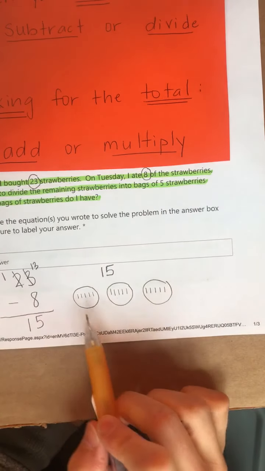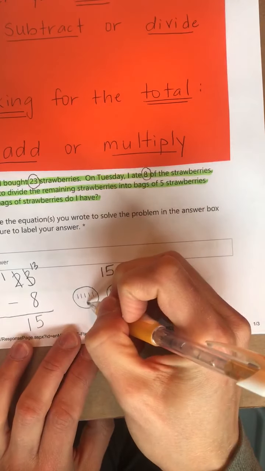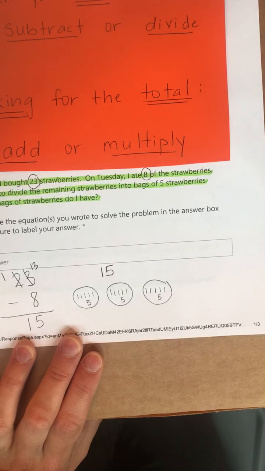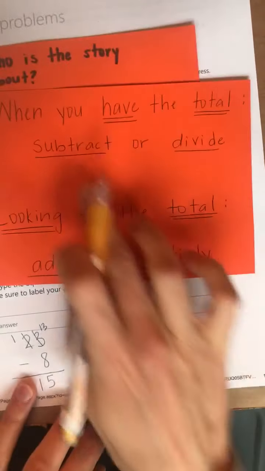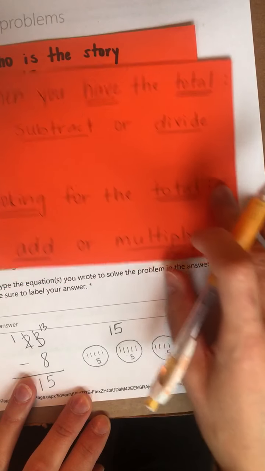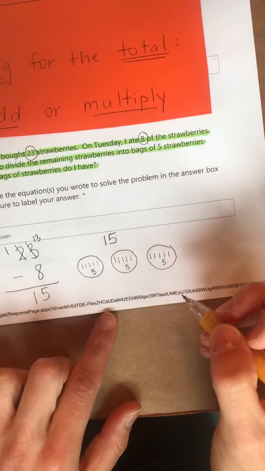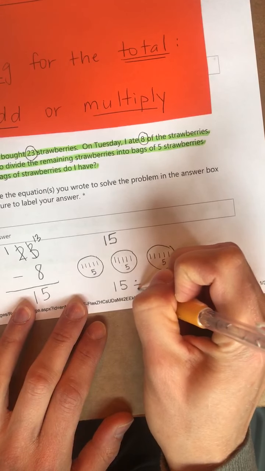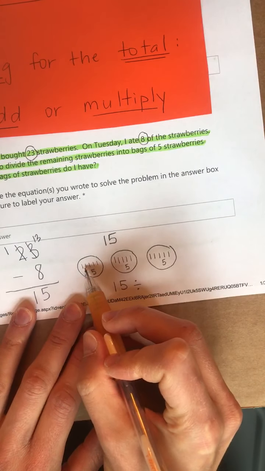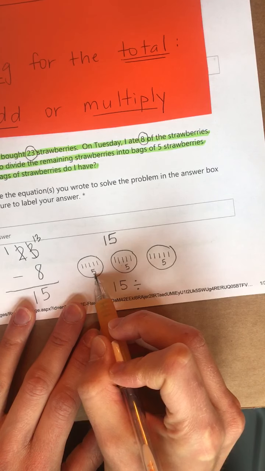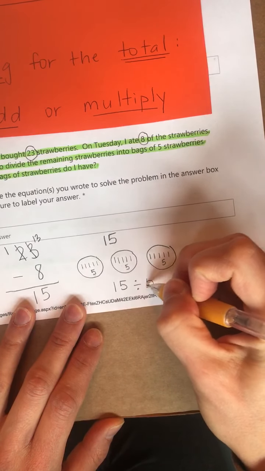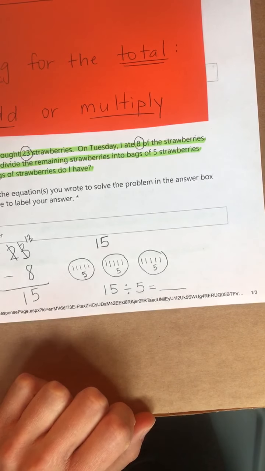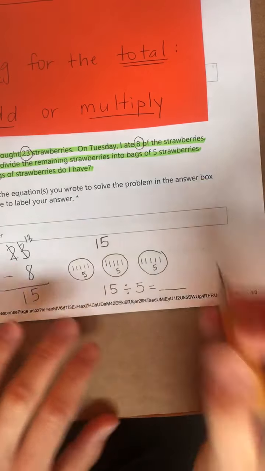So I noticed that we drew equal groups here, right? Our groups are equal because there's 5 strawberries in each bag. So when we have equal groups, we are using division. Great job. So we're going to start with our whole 15. We divided our 15 strawberries into groups of how many? That's right, 5. We put 5 strawberries in each bag. And what did that equal? What was our number of bags? Excellent, 3.